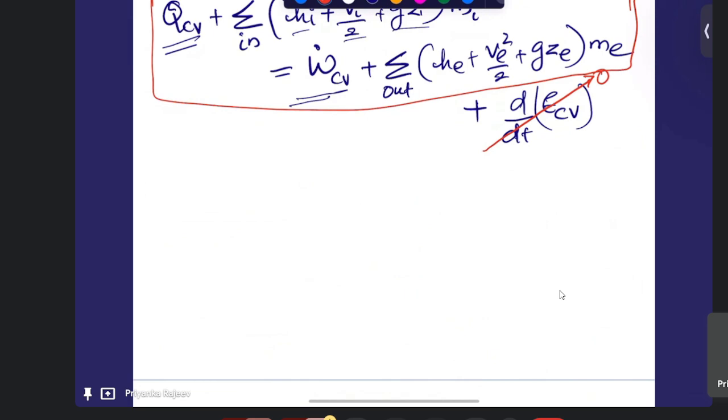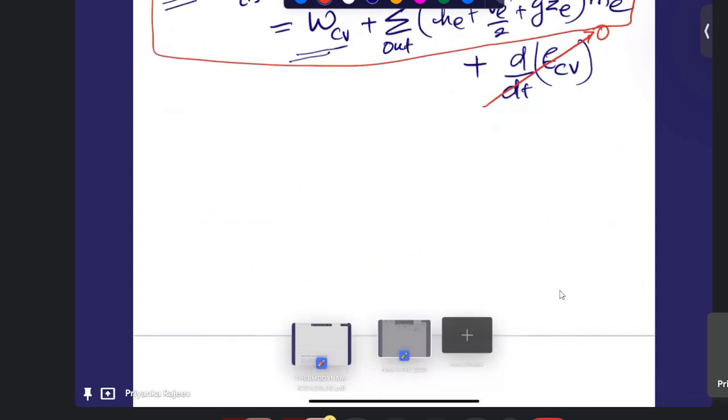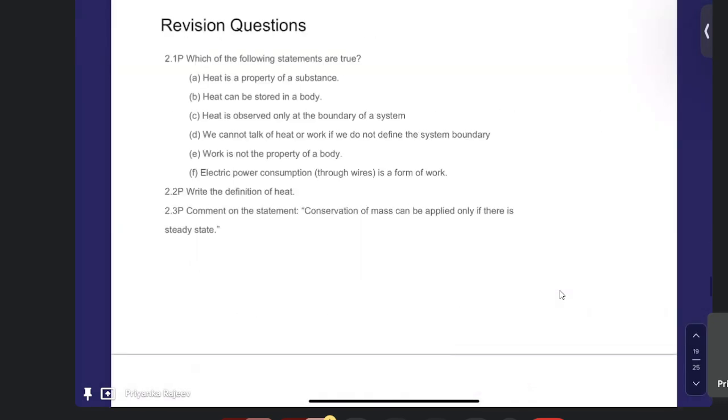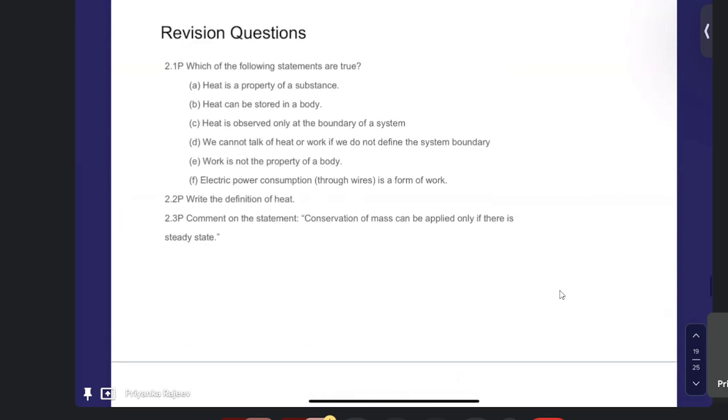Okay. Now for a transient system, what will be the change happening? This term should be included. Okay, that is the only change that is happening. Okay, so that's about the revision. Now let's go to the problem solving. So the revision questions we'll just take one by one. Okay. So what's the first question? First question is, which of the following statements are true?